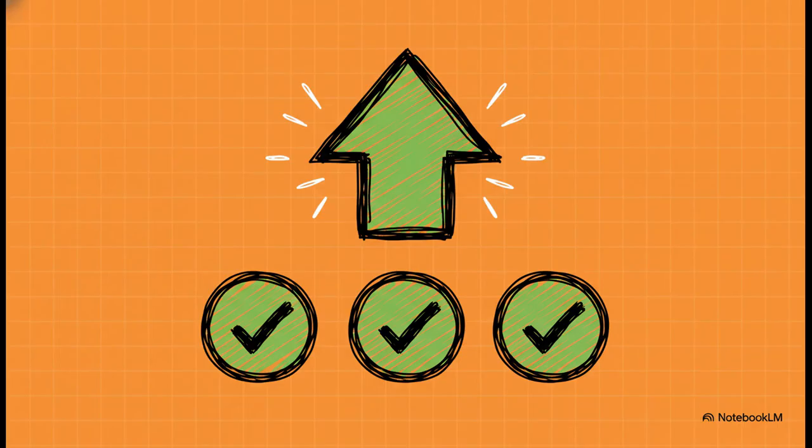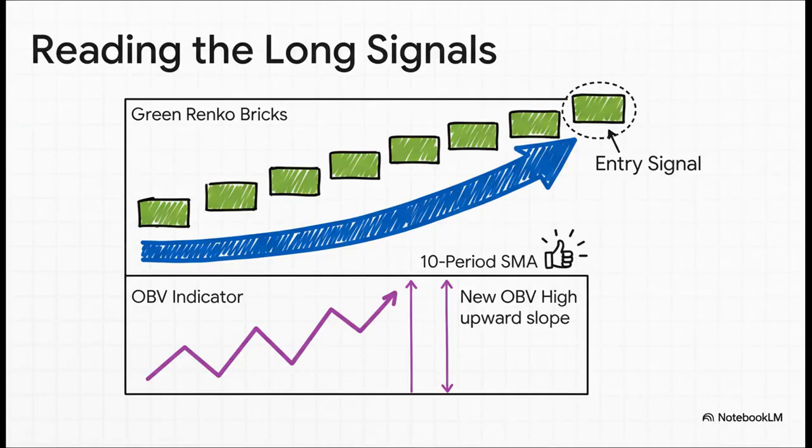All right, first up, let's break down a long entry. We're looking for our 3 conditions to all line up to give us a high probability buy signal. So here is a perfect example. We get a new green brick forming above the 10 SMA. Check. And our OBV confirms the move by making a new high. Check.